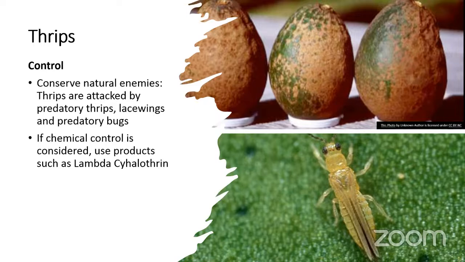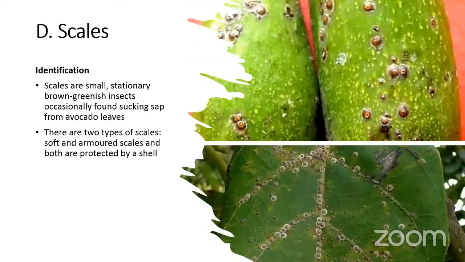So the natural enemies which you use are predatory thrips, lacewings, and the predatory bugs. And if you have to use chemicals in markets where they allow chemicals, you can use Lambda. Lambda also controls the thrips very well. You can go to the next slide on scales.